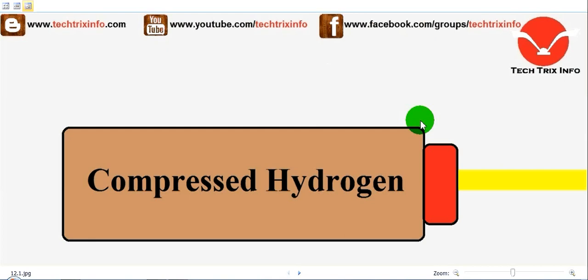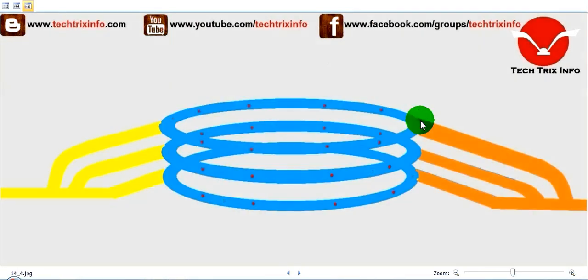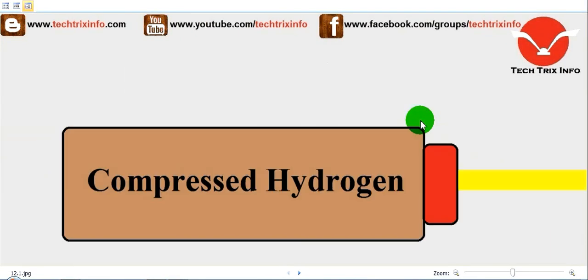Today, we'll be going through the Large Hadron Collider, which will unveil the origin of Earth or the universe, how life has been created and has evolved with the help of this particular animation of the Large Hadron Collider. So it all started with this compressed hydrogen over here.